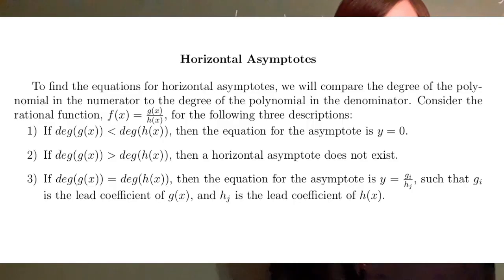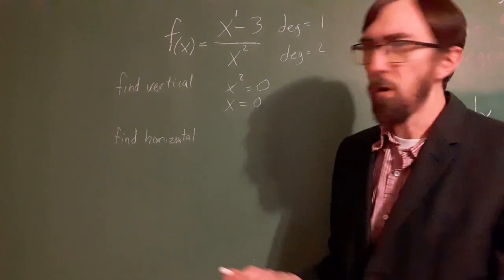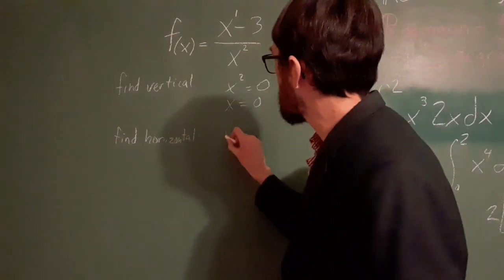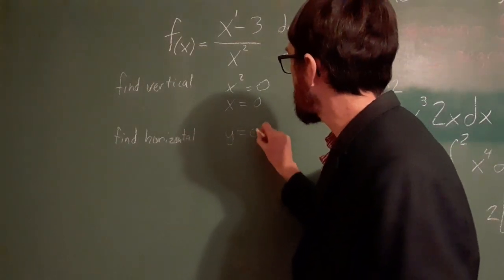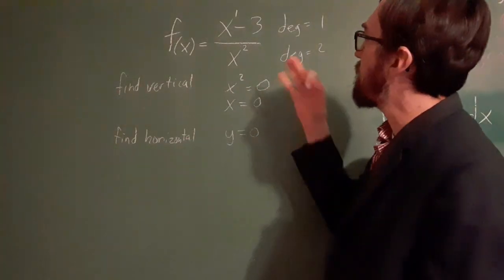I have this nice chart that I like to give to my students to help them. This is a set of notes that I give them in pre-calculus to help them with finding asymptotes. We see that the numerator is smaller than the denominator. That means that the equation for our asymptote is going to be y equals 0. So now we found the vertical and the horizontal asymptote for this function.